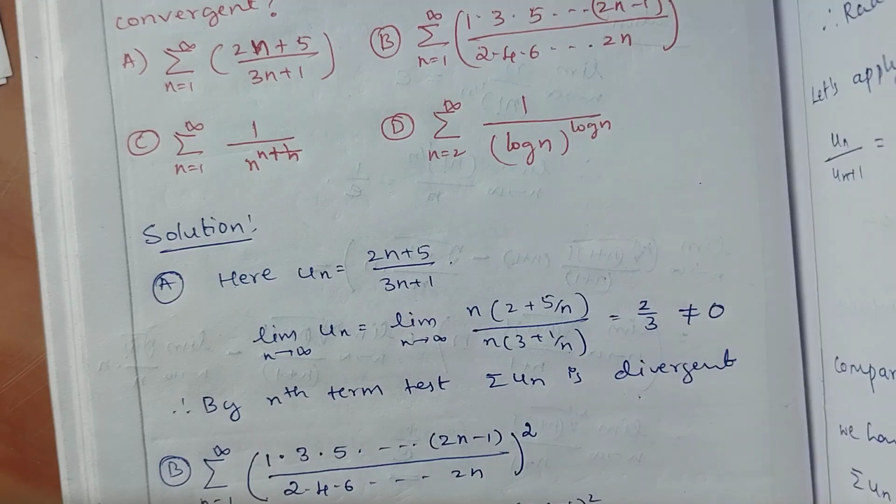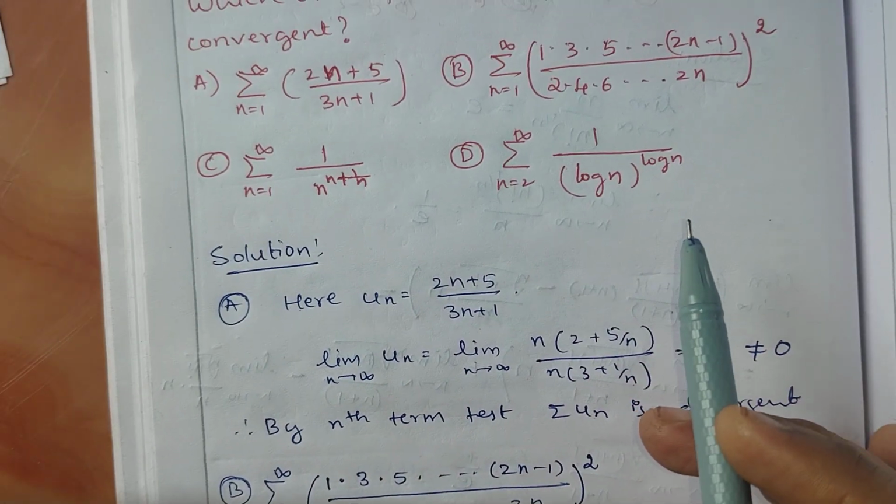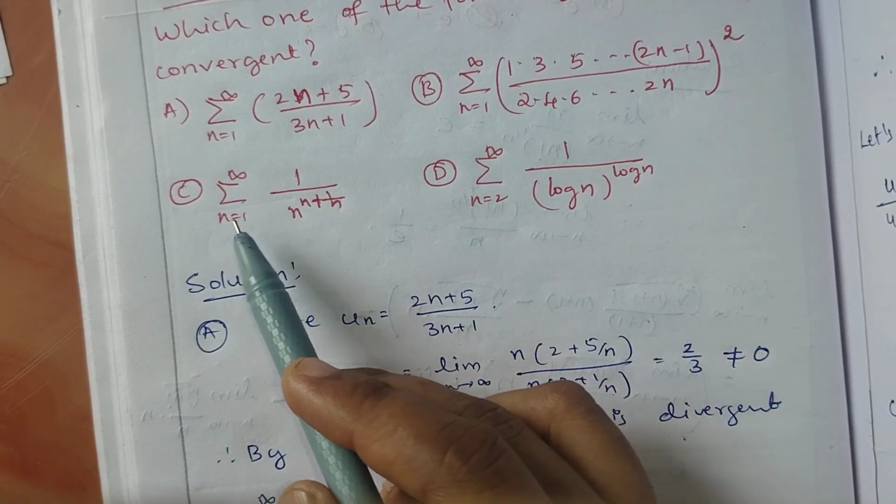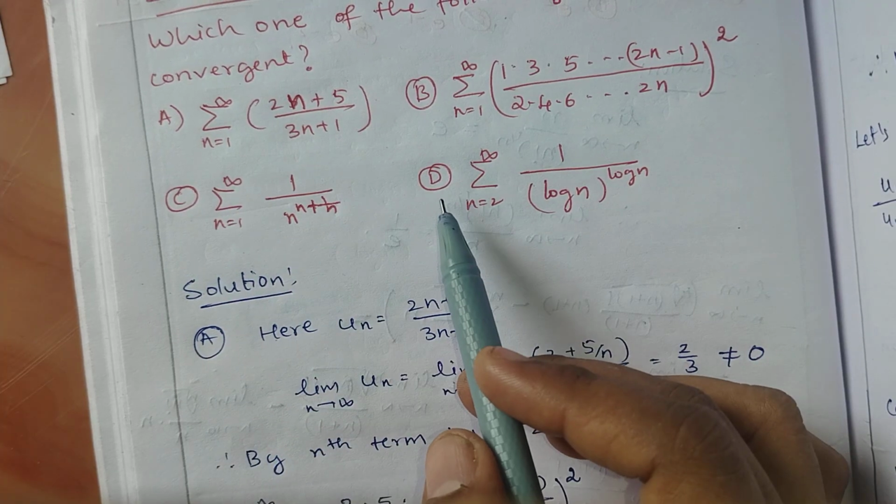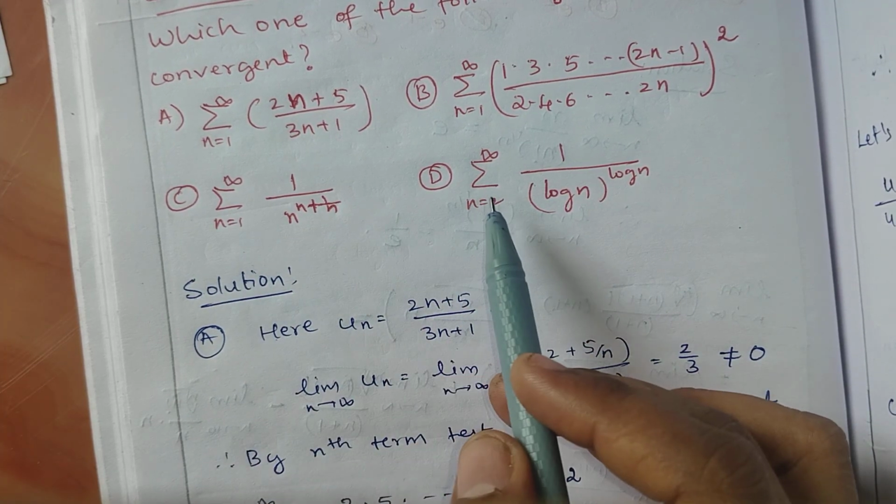So here in this question, we got two series which are convergent. One is option C, also option D is convergent. Both the series converge.